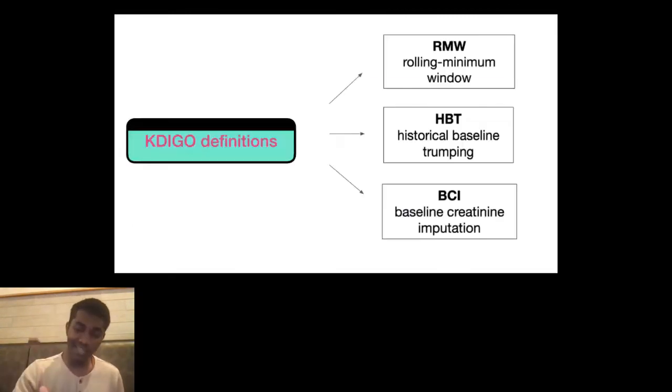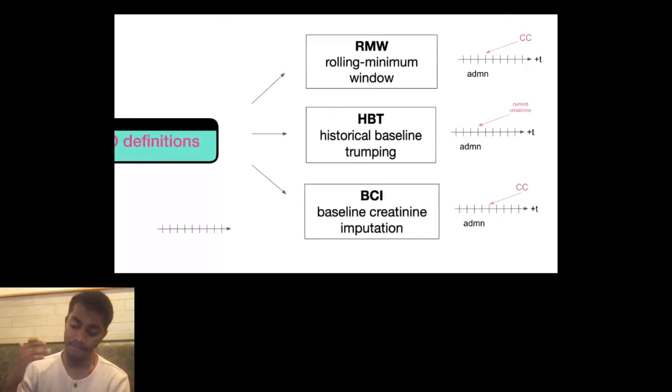So we took the KDIGO definitions, and we created RMW, HBT, and BCI, or the rolling minimum window, the historical baseline trumping, and the baseline creatinine imputation definitions. These are methods of standardizing acute kidney injury, and it has been tested with many dozens of nephrologists, nephrology personnel from all levels of training, from medical students to attending physicians to professors, for ease of use. So let me go and explain what each of these definitions are doing.